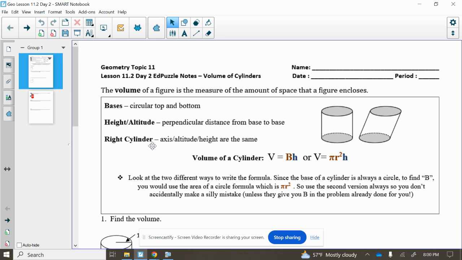Hi everyone and welcome to day 2 of 11.2. Today we are going to talk about the volume of cylinders.